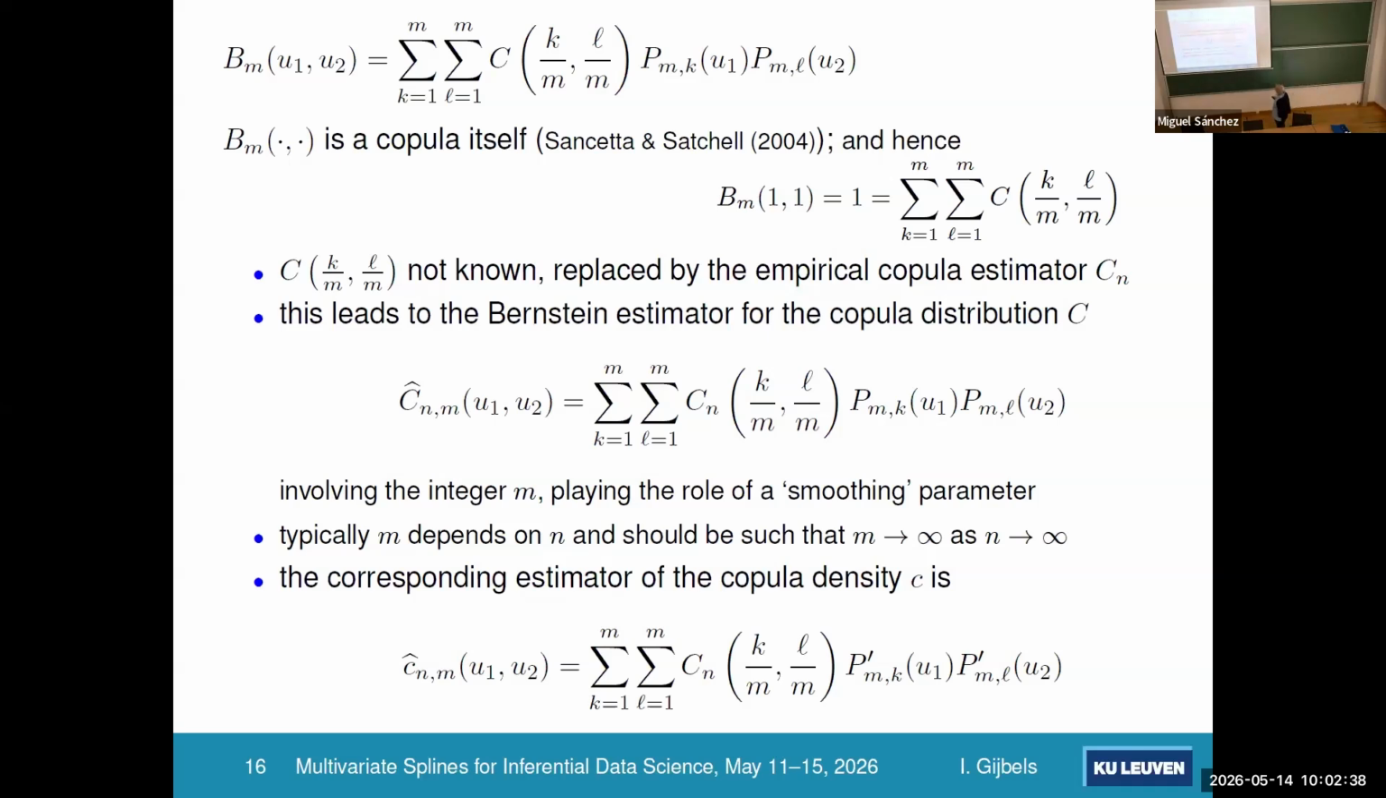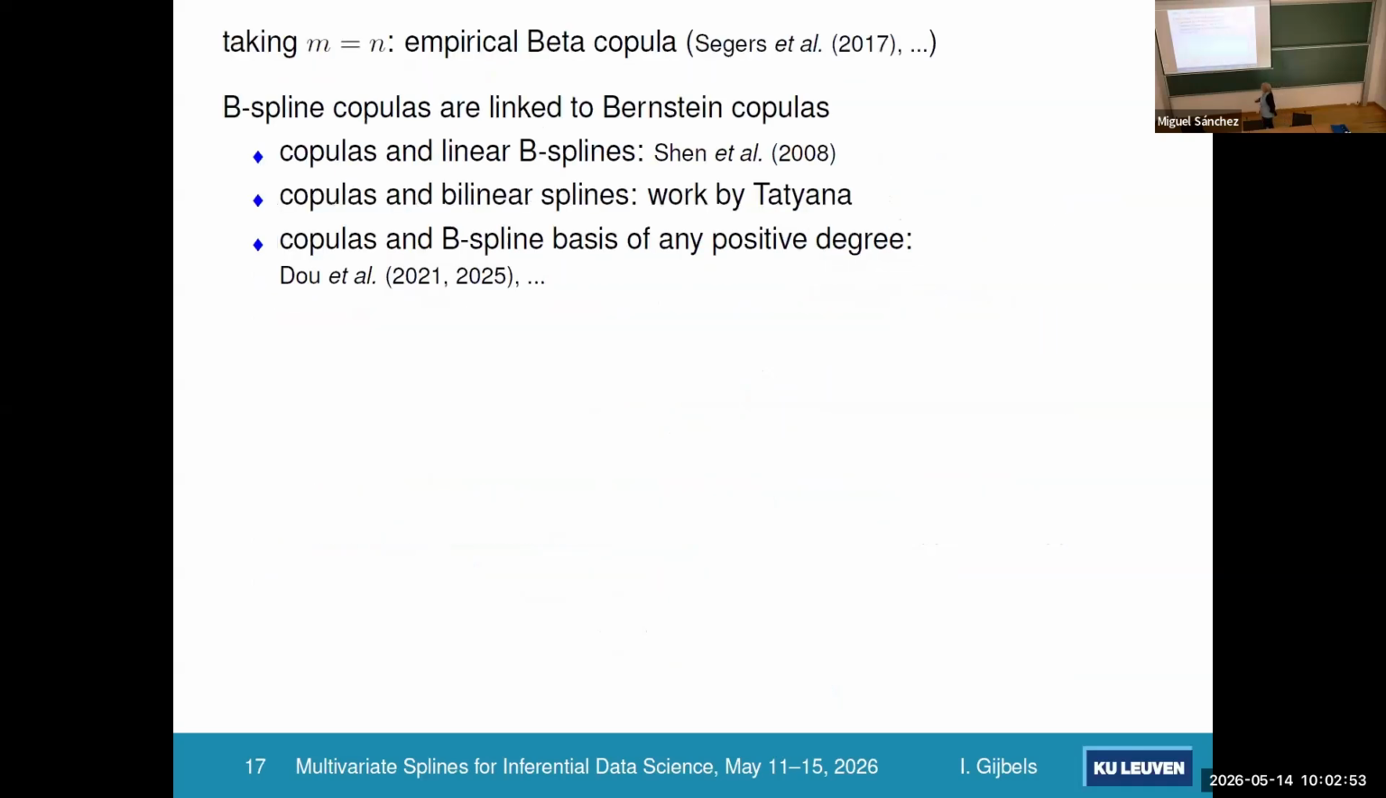The estimator for the copula density is easy because you just have to take the second order partial derivative with respect to U1 and U2, and you get this. So this ends up with the derivatives of these. So that's easy, right? So this is when you use Bernstein polynomials.